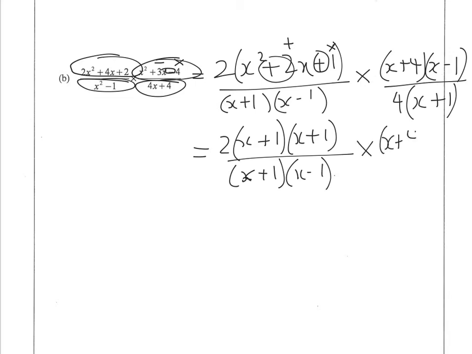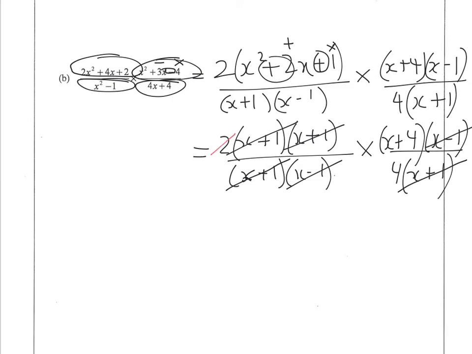And now, because everything is separated by times and divide, we can cancel something on the top with something on the bottom. So we get x plus 1 can cancel with x plus 1. This x plus 1 with this x plus 1, this x minus 1, this x minus 1, and also the 2 can go into 4 twice. So we end up with, on top, x plus 4, don't need it in brackets anymore because there's nothing left, and on the bottom, 2.